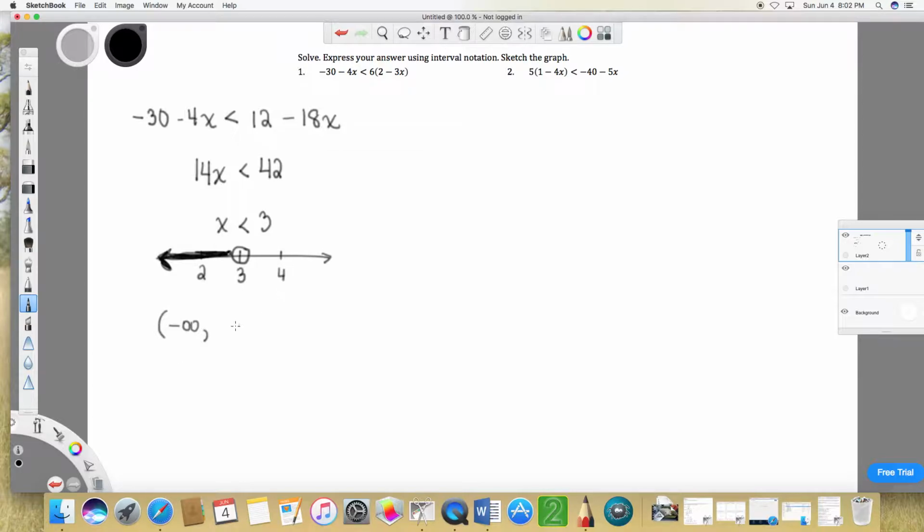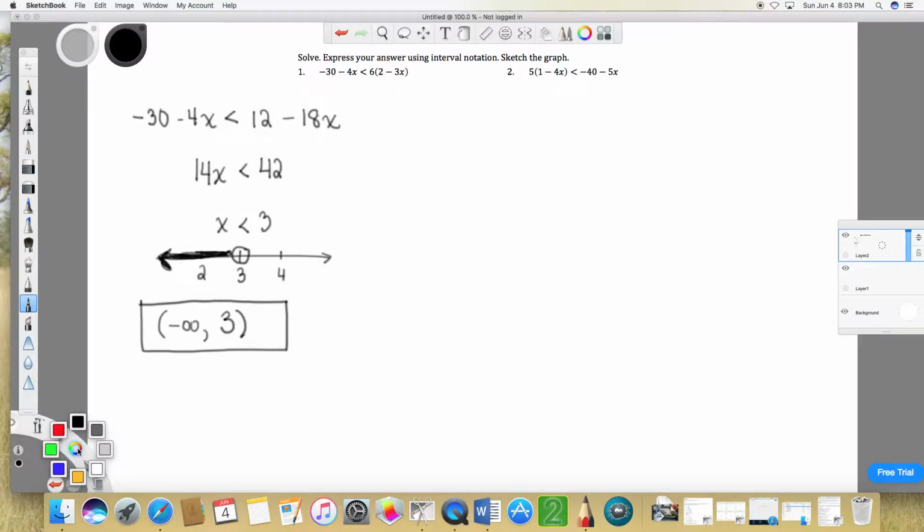Now on the right, we come up to 3, but we exclude 3. We do not include 3 in our solution set, so we have a parenthesis about that as well. If we were including it, if this was less than or equal to, if this were a solid dot, we would put a bracket there, but we don't have that. So we have a parenthesis here, and there's our final answer for number one.